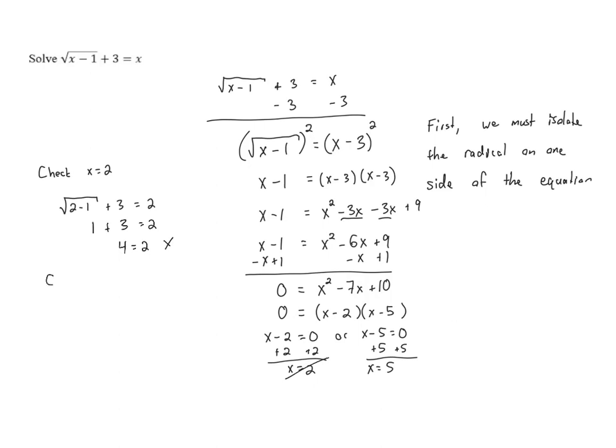Now we need to check x equals 5. If we substitute 5 into the original equation, we have the square root of 5 minus 1 plus 3 equals 5. Now 5 minus 1 is 4, and the square root of 4 is 2, so that becomes 2 plus 3 equals 5. And we know that that is true. This means that x equals 5 is an actual solution, and because we've thrown out x equals 2, x equals 5 is the only solution, and so our final answer for this problem is x equals 5.